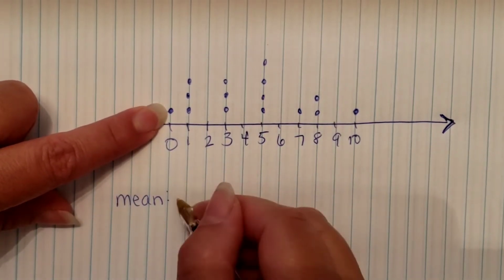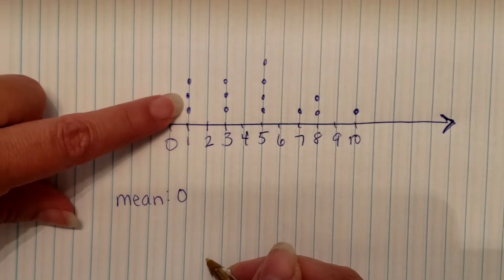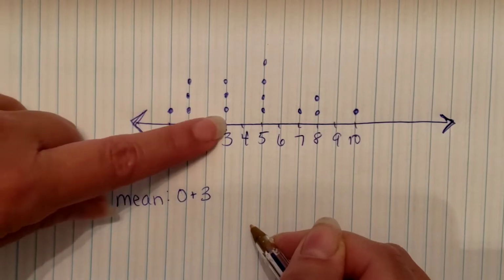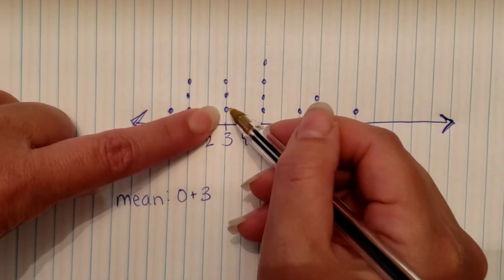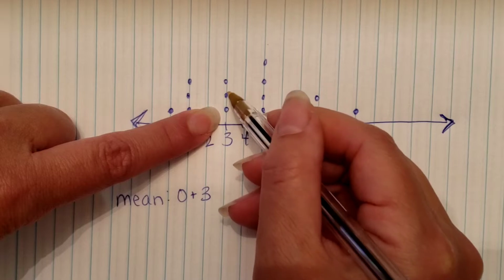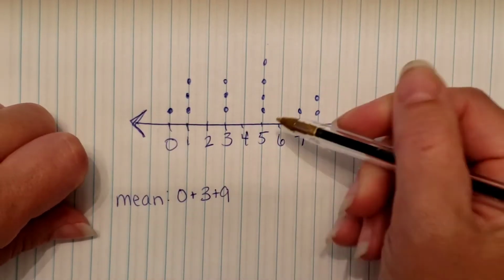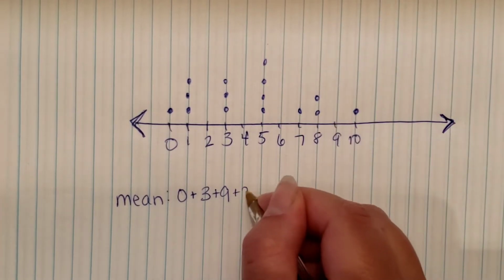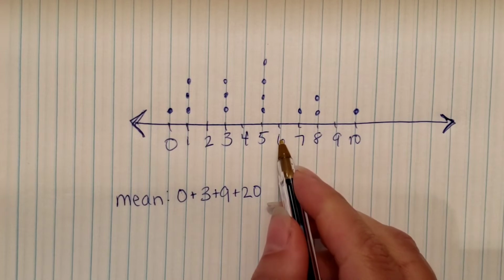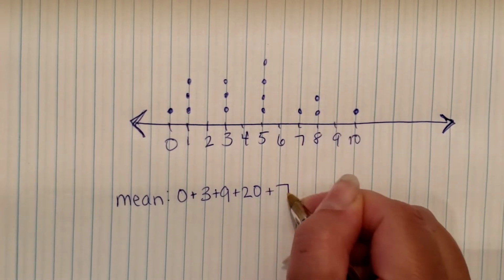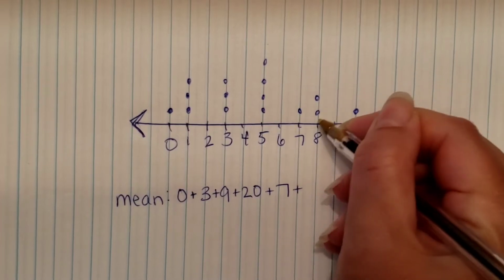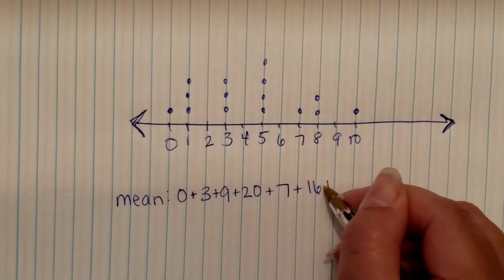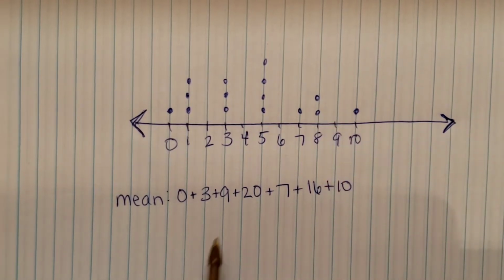So for example, this dot represents 0. I have 3 above the 1, so that's 1, 2, 3. Then here I have 3 above 3, so each of these dots is 3: 3, 6, 9. On the 5, I have 4, so 5, 10, 15, 20. Nothing above the 6. Above the 7, I have 1 dot. Above the 8, I have 2, so 8 and 16. And then nothing here. I have 1 ten. Okay, so we have a lot of numbers here.